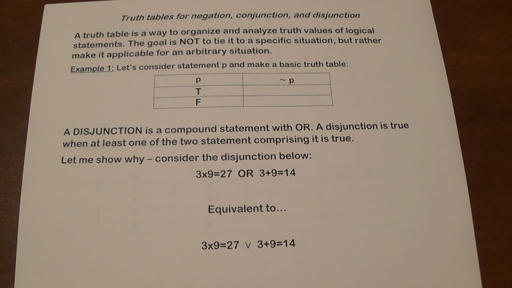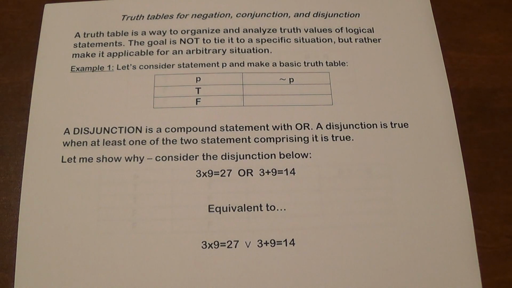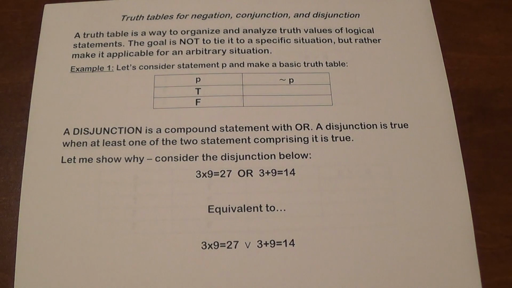Hi, we're going to talk about how to complete truth tables for negation, conjunction, and disjunction. But first, what's a truth table? This is a way to organize and analyze what we call truth values of logical statements. And what we're trying to accomplish, as I mentioned in one of my other videos, is not to tie it to a specific situation, not know exactly what the statement says, but rather understand what the outcome of the meaning is.